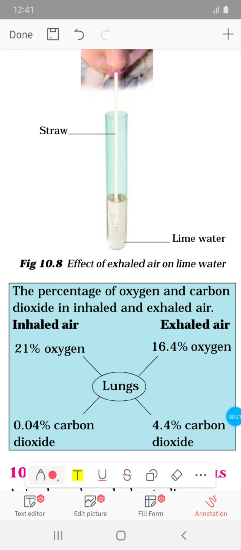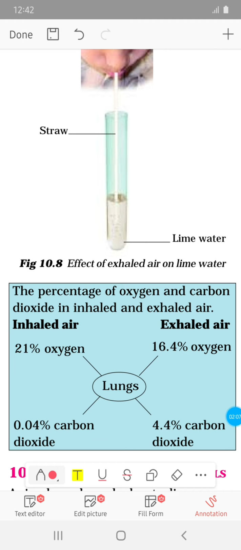What is a breath? One inhalation and one exhalation makes a breath. So what is inhalation? Intake of air rich in oxygen is called inhalation. What is exhalation? Giving out of air rich in carbon dioxide is called exhalation.